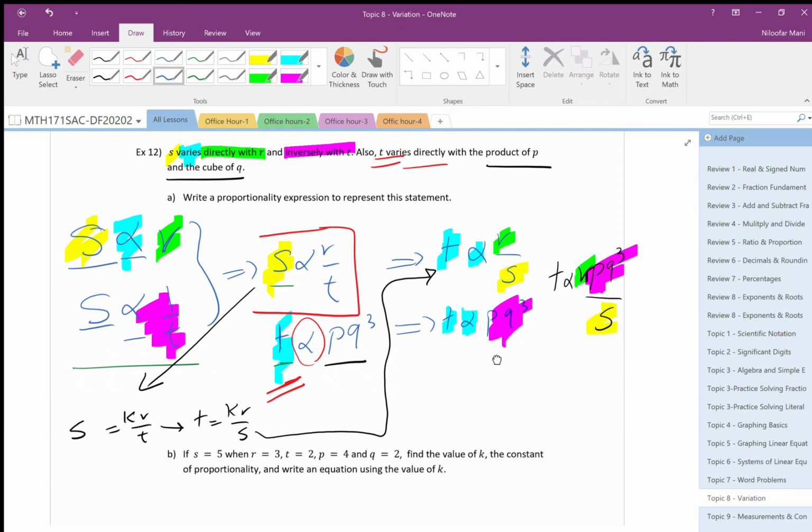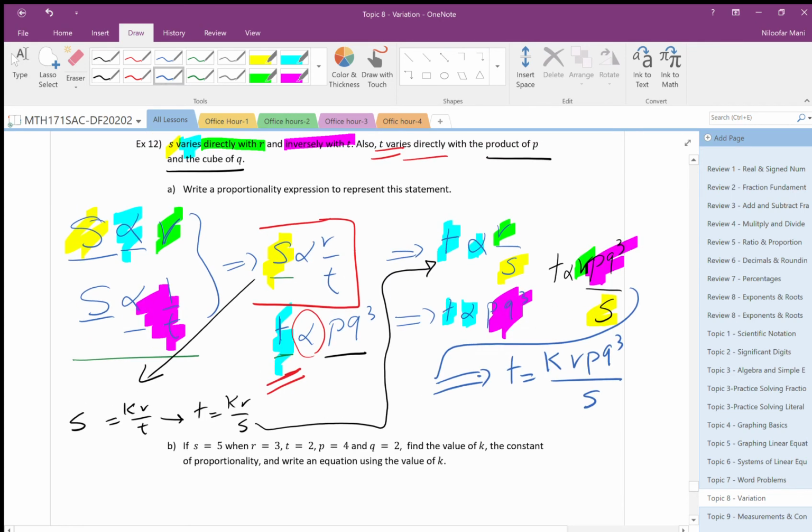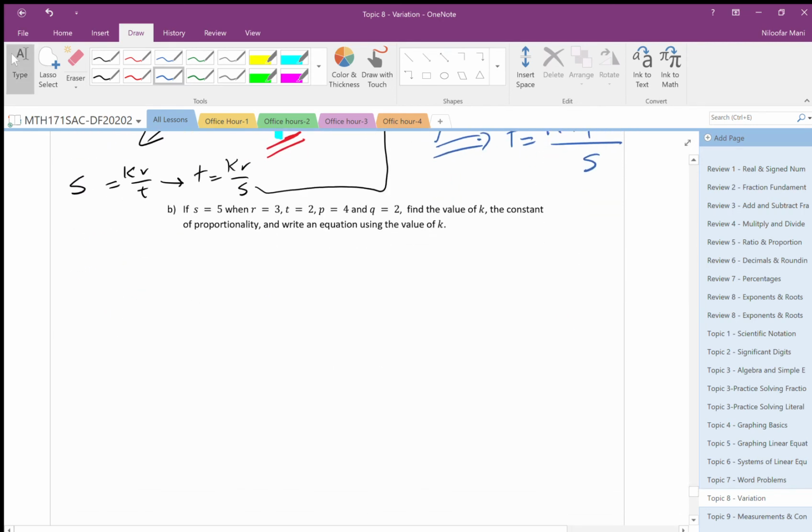Now I can write the equation. T is K R P Q³ over S. And reading the question, everything is included. S is here, R is here, T is here, P is here, Q³ is here. Now, if S is 5, R is 3, T is 2, P is 4, Q is 2, find the value of K.